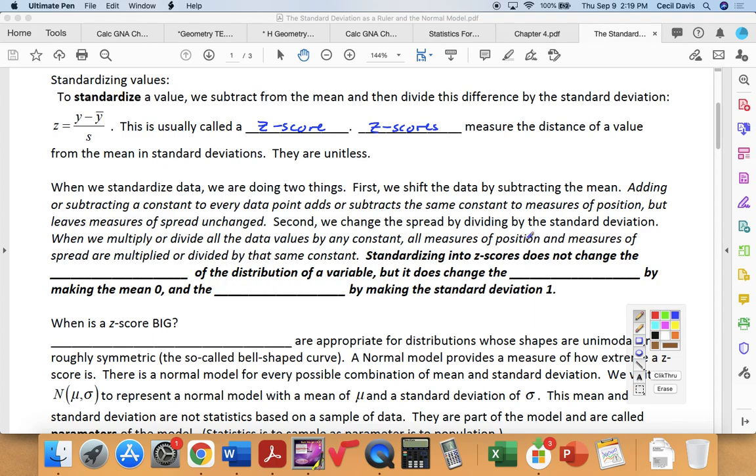So standardizing into z-scores does not change the shape of the distribution. But it does change the center, by making the mean 0, so the average should be 0, because you should have some above the mean and some below the mean. And it changes the spread, by making the standard deviation 1.